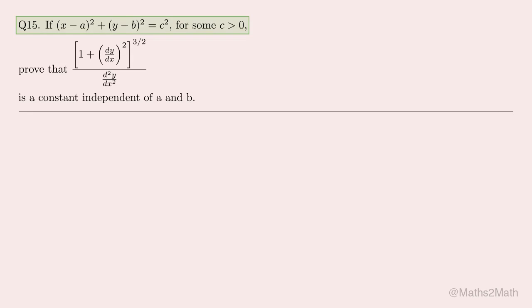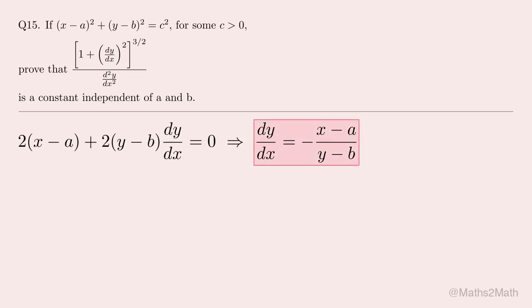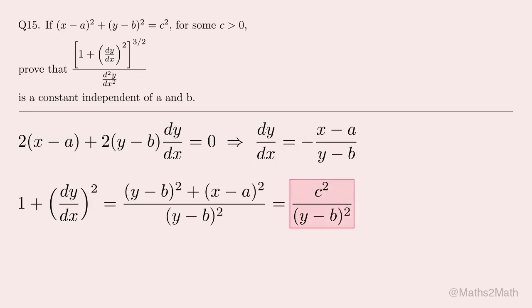Question 15. A circle of radius c and a famous expression that must not depend on the center. Differentiate implicitly twice, then substitute into the big quotient. First implicit differentiation gives the slope in terms of the offsets. So 1 plus the slope squared is c squared over (y minus b) squared, using the circle equation.